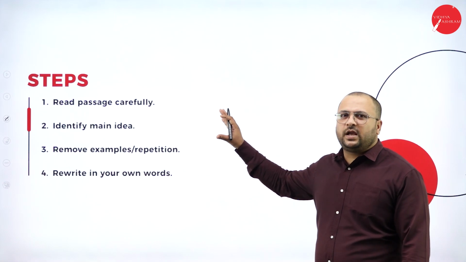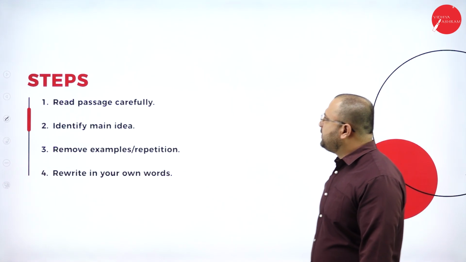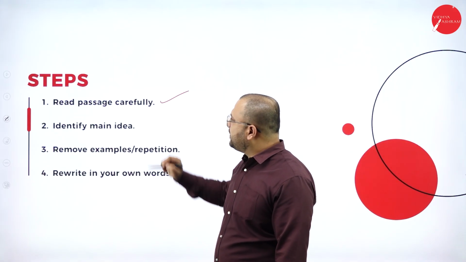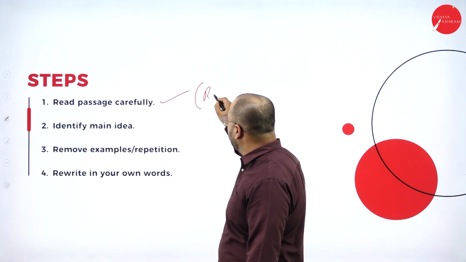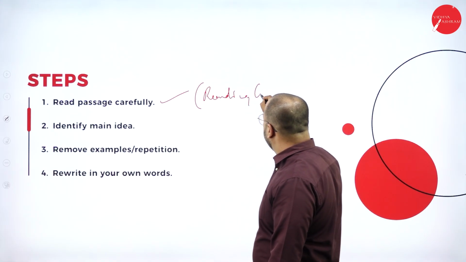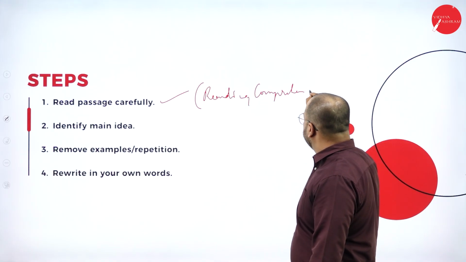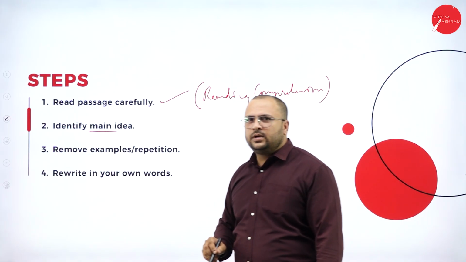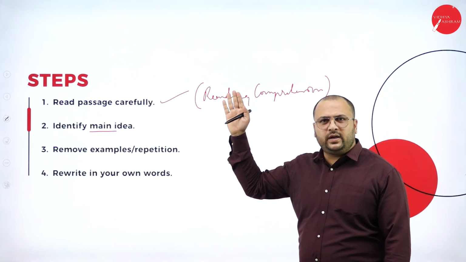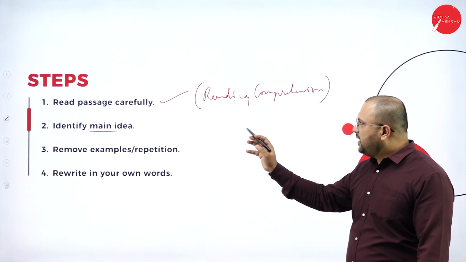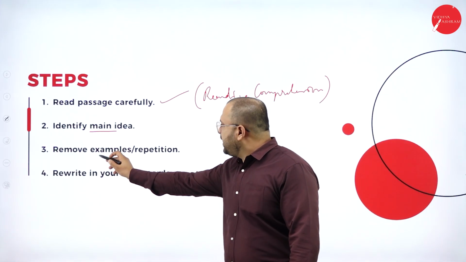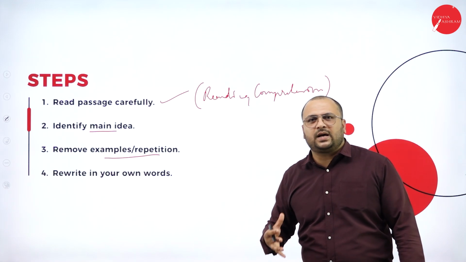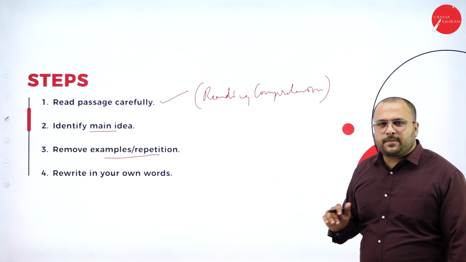So what are the steps involved in precise writing? First thing is reading the passage carefully. When you have to read the passage carefully, it brings to mind reading comprehension. Identify the main idea. Again, the same procedure when you read the passage given. You have to highlight the main idea. Remove examples and repetitions. If there are examples and repetitions, you need not mention them. That becomes unnecessary in precise writing.